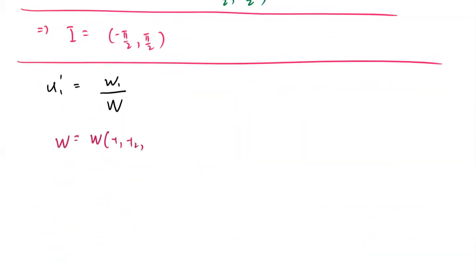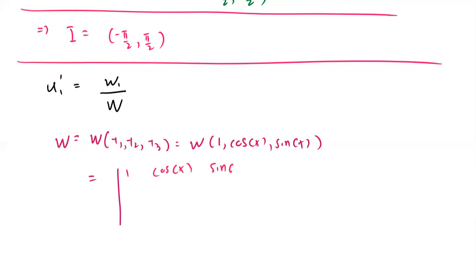y1, y2, y3, which are 1, cosine x, and sine x, right? So this is going to be, by definition, just take each function and that becomes a column. So start with function y1. That gives you one column. Function y2 gives you another column. Function y3 gives you another column.